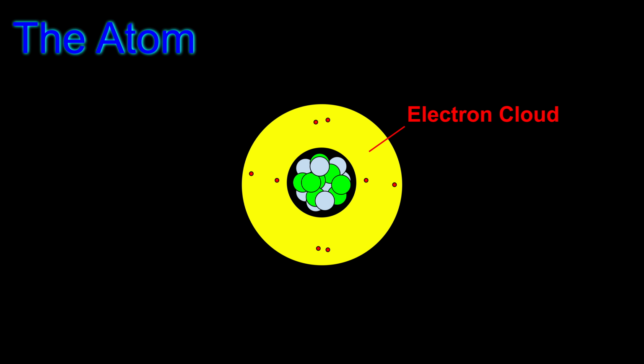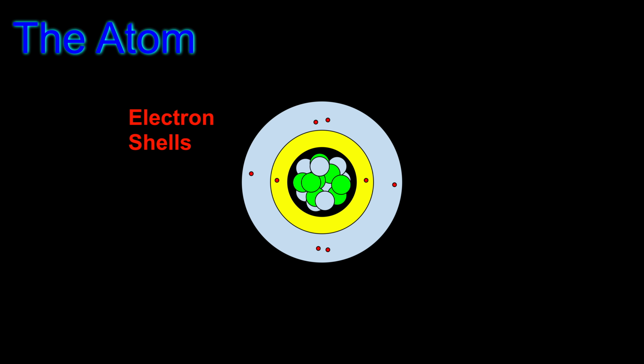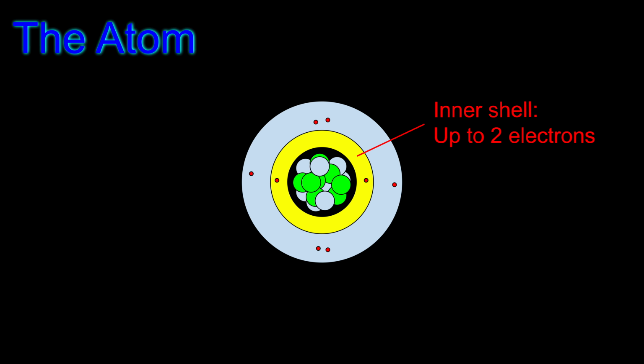Many atom models show electrons to be orbiting the nucleus in a circular path, but in reality, electrons behave in much more complicated ways. We won't get into their exact behavior in this video. The electron cloud is broken up into shells. The innermost electron shell of an atom can only hold up to 2 electrons. Shells outside of that can hold up to 8 electrons. Even larger shells in much more massive atoms can hold up to 18 electrons.